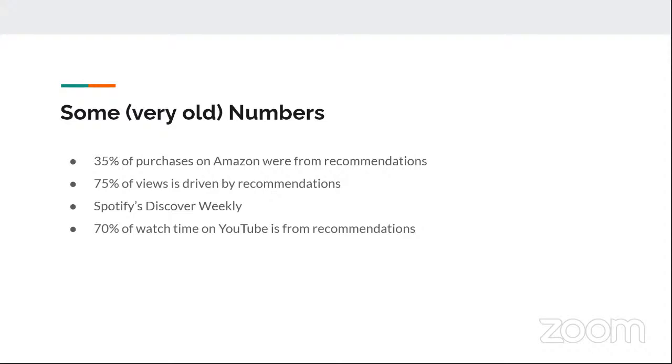Then if you use Spotify, they have this very cool feature where you discover new music, new releases. It's also powered by recommender systems. Then for YouTube, about 70% of their watch time is from recommender systems. So recommender systems play a very crucial role in today's technology landscape. Like I said, some of these numbers are from 2013, so you can imagine what the numbers would be now. Right.